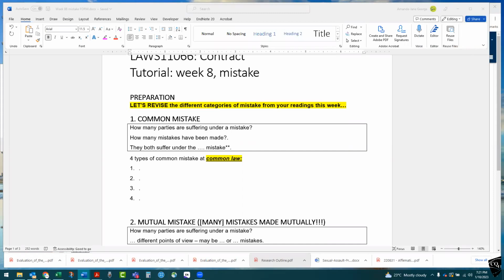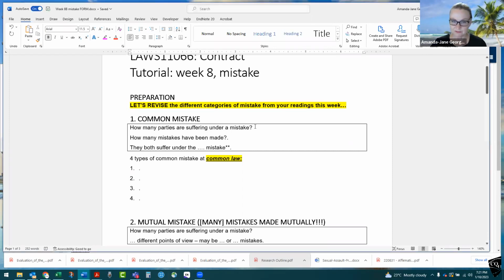Is it where both of the parties have made the same mistake? Absolutely. Hooray. So all parties are suffering under a mistake. How many mistakes have been made? One, because everyone's making the same mistake. They suffer under the same mistake.